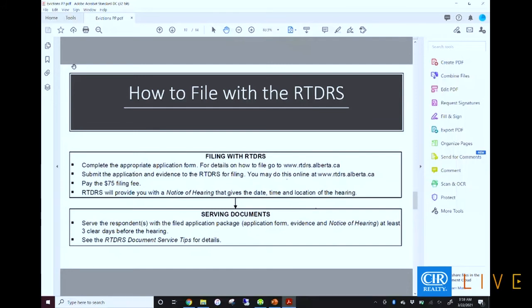You can also do this on the website. There is a $75 filing fee that you have to pay, and then the RTDRS will provide you with a notice of hearing that gives you the date, time, and location. So what I was mentioning earlier about having that move-in and move-out document, or at least the move-in, that would be part of your evidence.